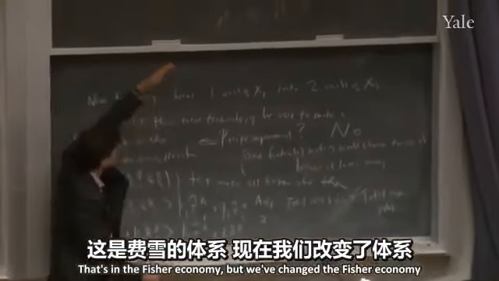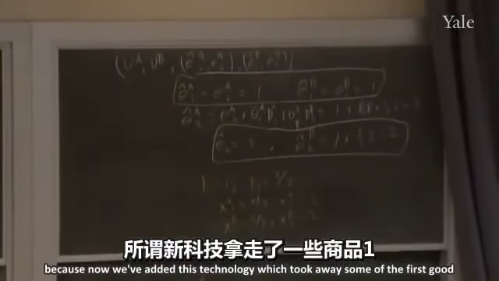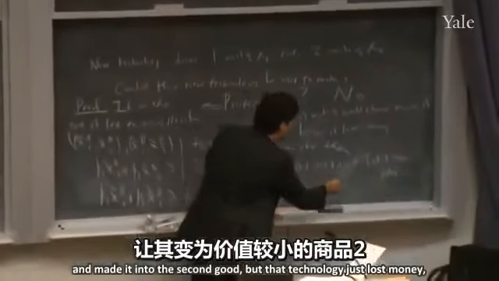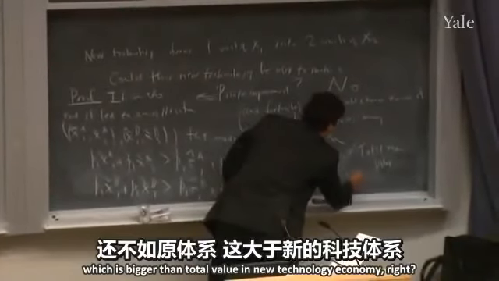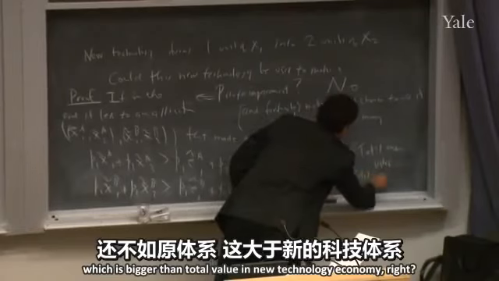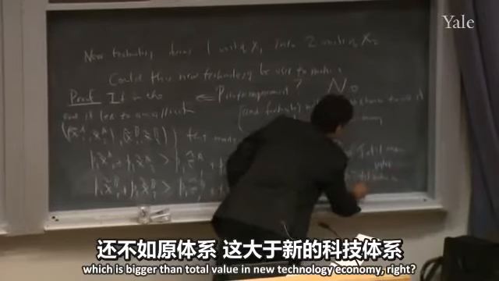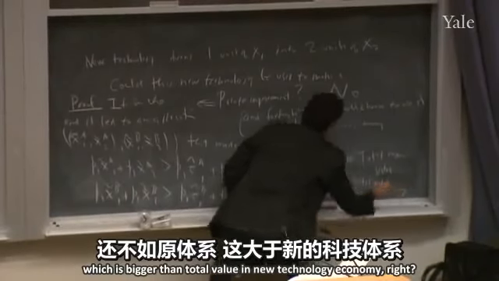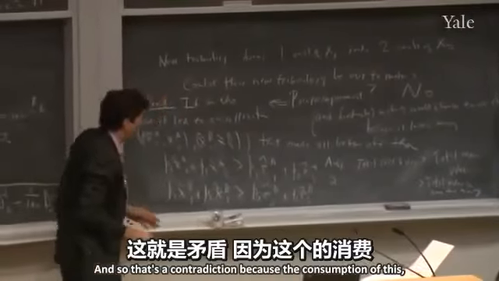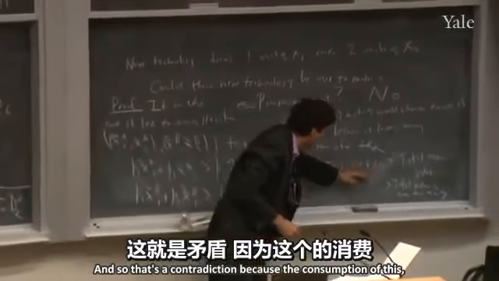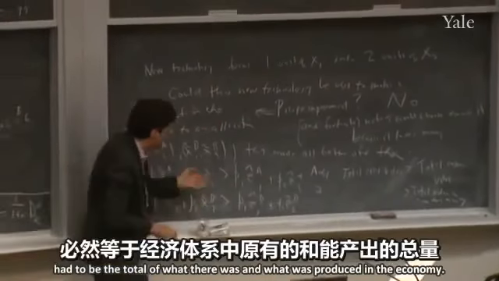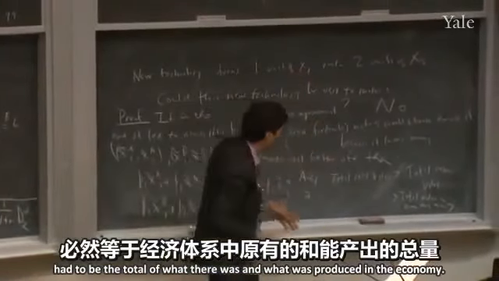But we've changed the Fisher economy, okay, because now we've added this technology which took away some of the first good and made it into the second good. But that technology just lost money, which is bigger than total value in the new technology economy. Right? So that's a contradiction, because however the new technology got used, in the end, the total consumption of the people had to be the total of what there was and what was produced in the economy.